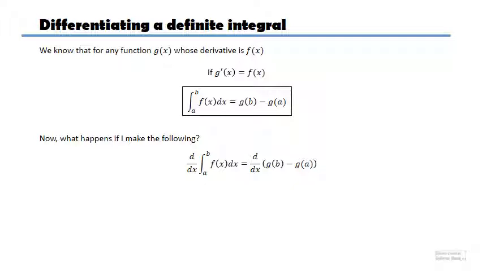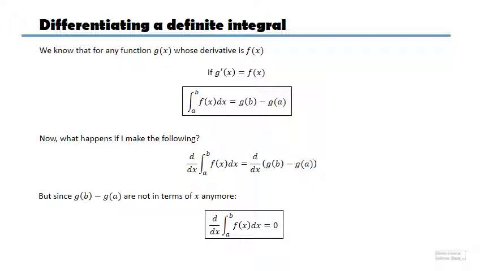Now what's going to happen is I'm going to end up having the derivative of g of b minus g of a. And that's going to give me 0, because they're not in terms of x anymore, they become constants. So this is one small thing to understand. If I have the derivative in terms of x of this expression, it's just going to give me 0. Unless what? Unless I have an x somewhere here. That's the only case in which it's not going to be that way.